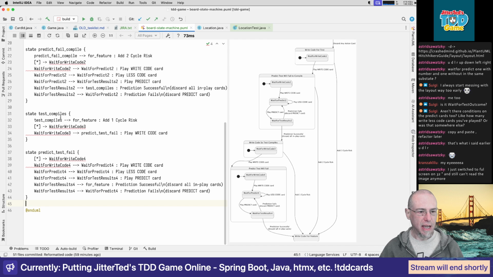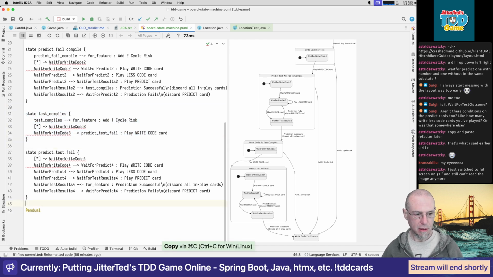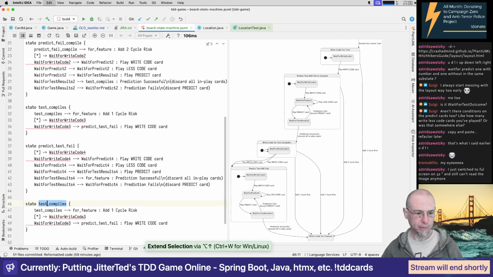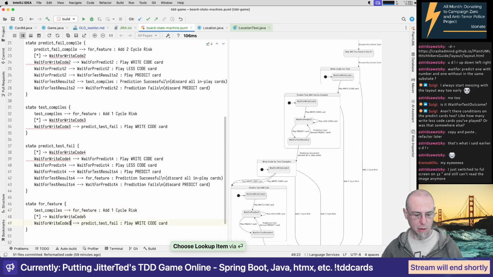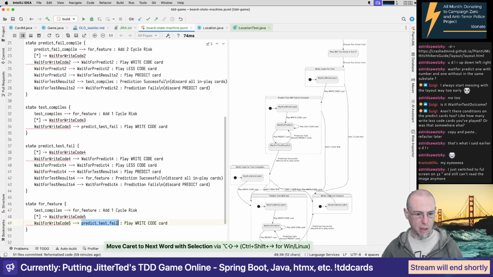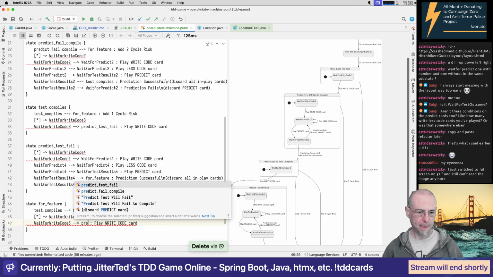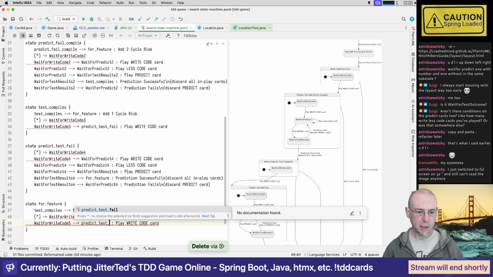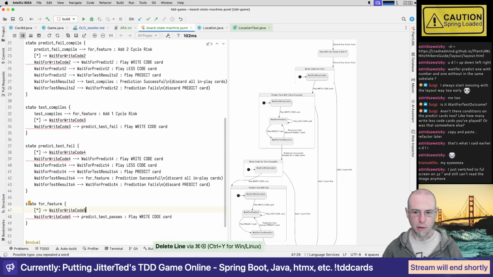And so then actually the next state is very similar to that. The next state is for feature. And where you go next when you play the right code card is predict test passes. And there's no early exit from that. That one's very straightforward.